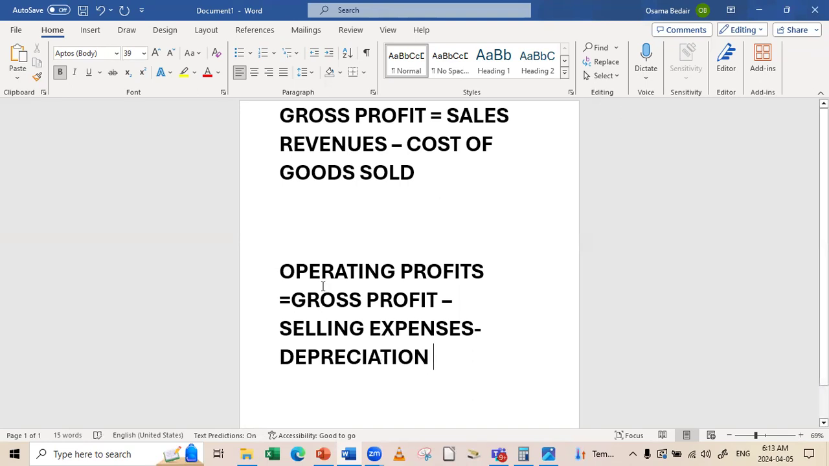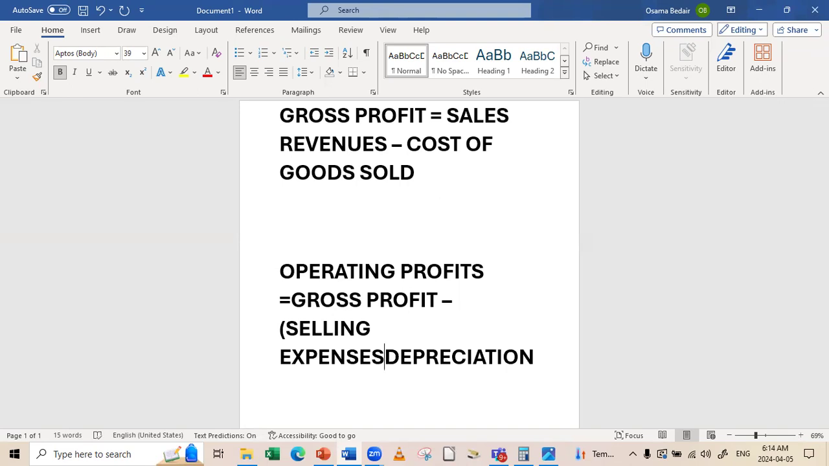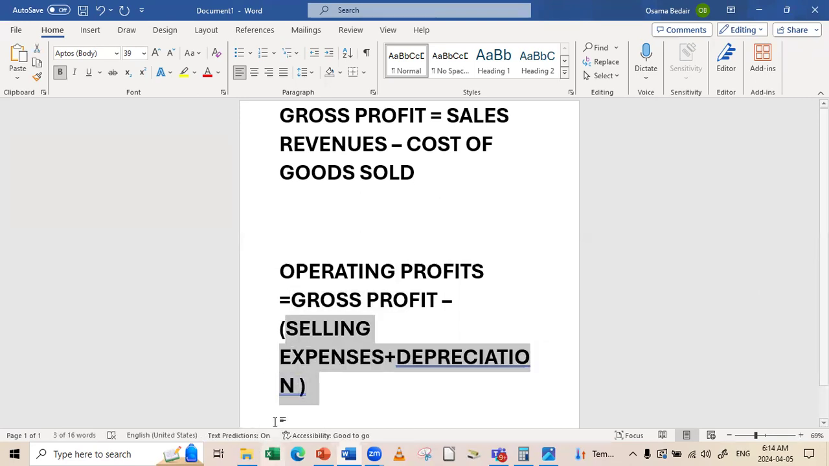So the operating profits will equal gross profits minus those two. You can also make it like this: minus selling expenses plus, instead of this minus, you can make it plus depreciation, then I will close this bracket. So simply that means that you will deduct the gross profit minus the selling expenses and the depreciation expenses together.